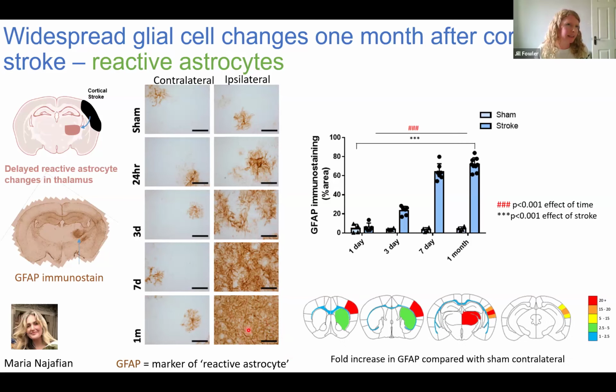And again, like the microglial macrophage changes that we mapped out, we also see these in other anatomical areas of the brain, such as contralateral white matter tracts, underlying striatum, and so on.